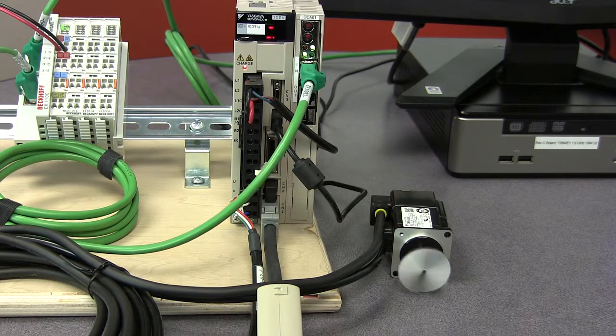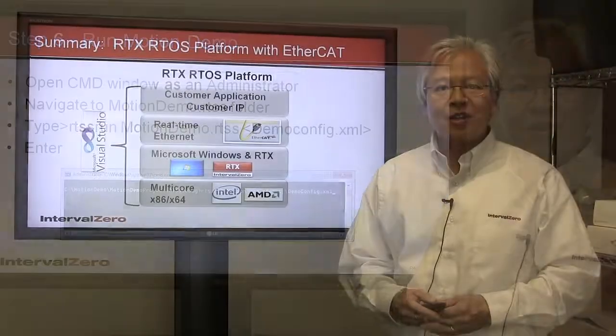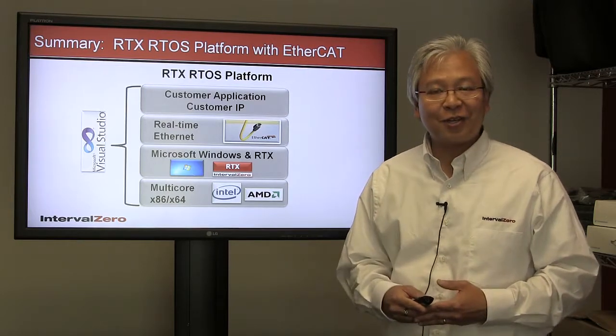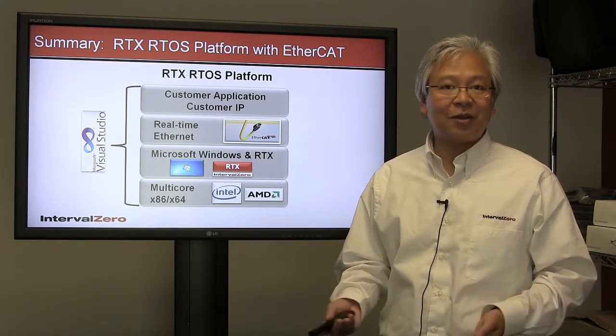Now you are seeing the motor spinning, and that's the first step in running this motion demo. So we've seen the RTX RTOS platform with EtherCAT in action. We got the motor spinning.